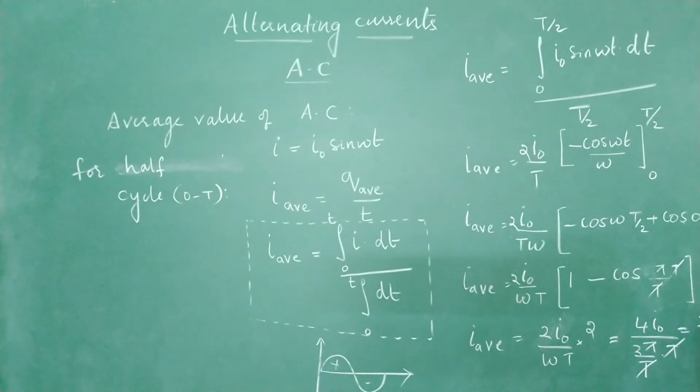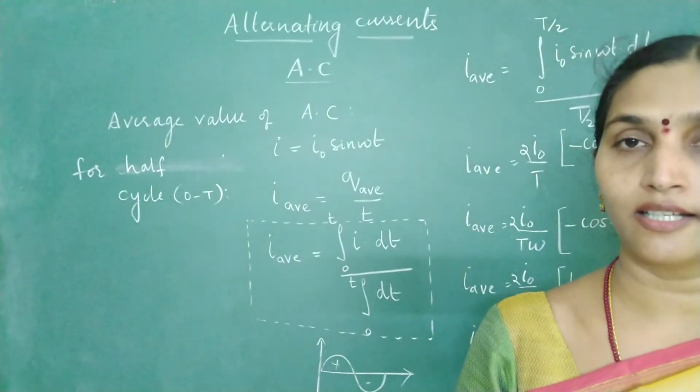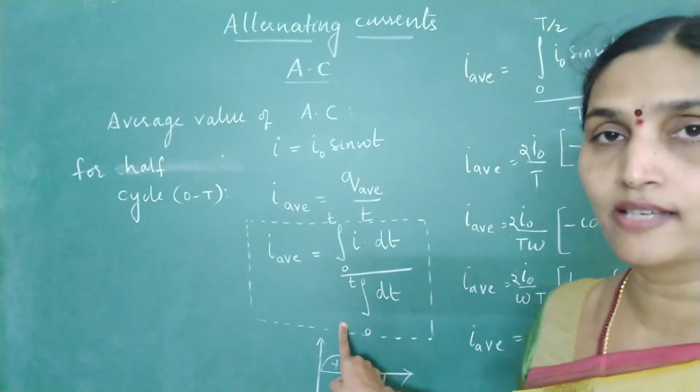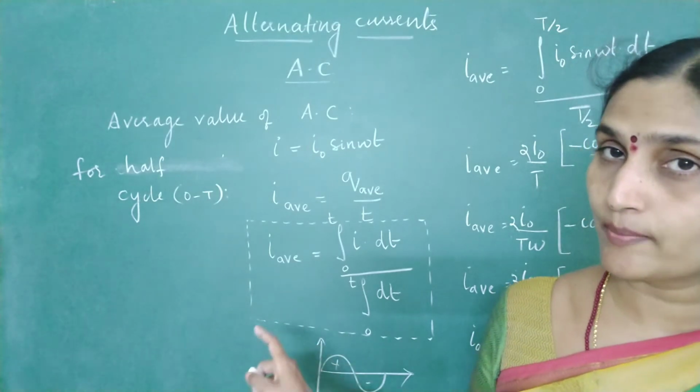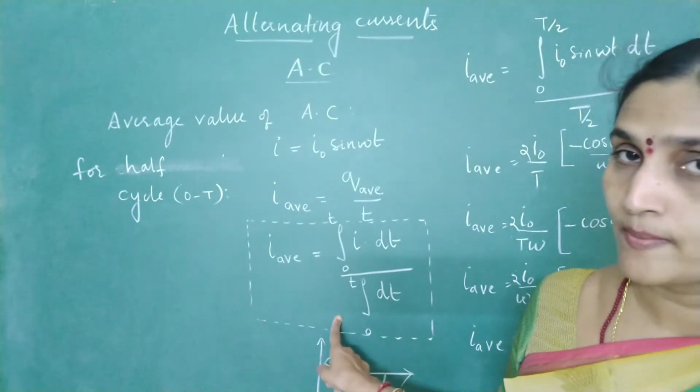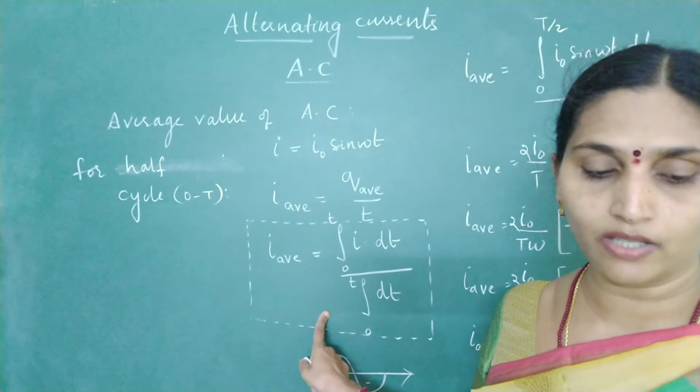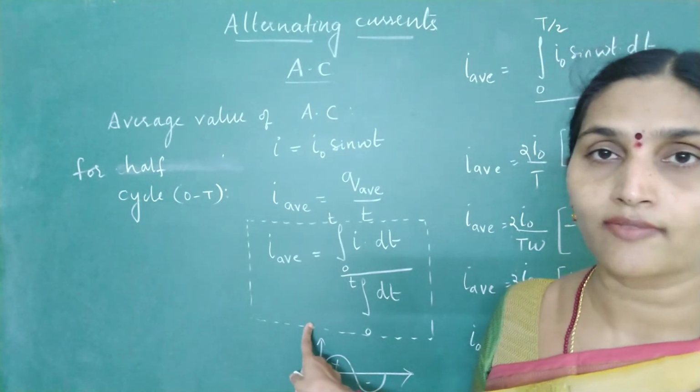What is the average value coming out to be? 2 I naught divided by pi. So the average value of current for half cycle will be 2 I naught divided by pi. This is how you can find out the average value of an alternating current by using this general relation. There is one more method to find out the average value, but remember that is applicable only for one complete cycle. It's not for half cycles.